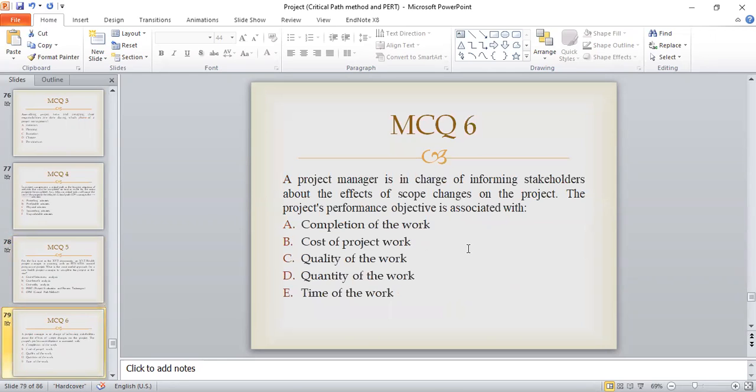MCQ 6. A project manager is in charge of informing stakeholders about the effect of scope change on the project. The project's performance objective is associated with: alpha, completion of the work; beta, cost of the project work; C, quality of the work; delta, quantity of the work; E, time of the work. What will be the correct option? The performance objective. C will be the correct option, as the project performance objective is actually associated with the quality of the work. Therefore, C will be the correct option, quality of the work.